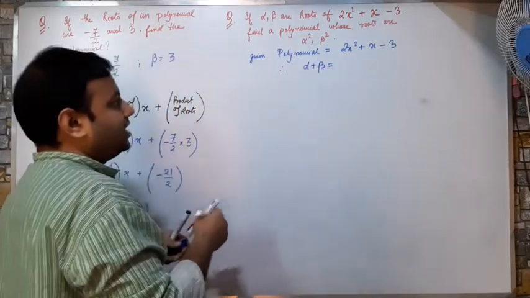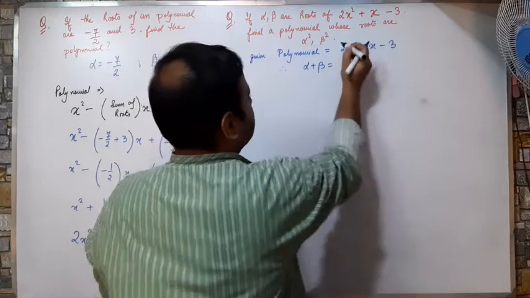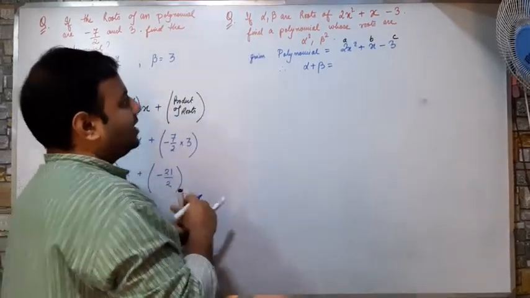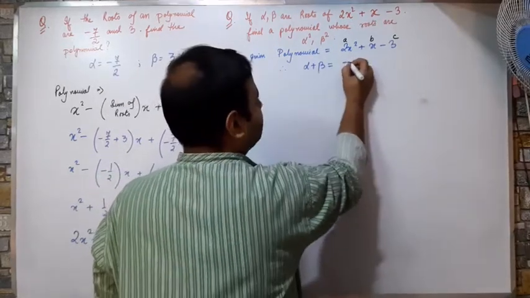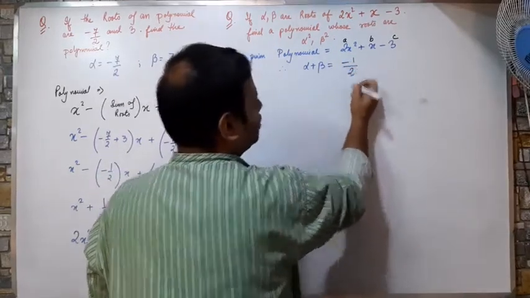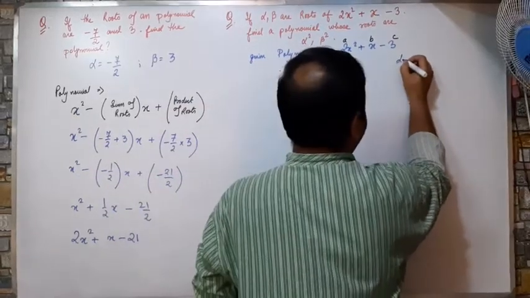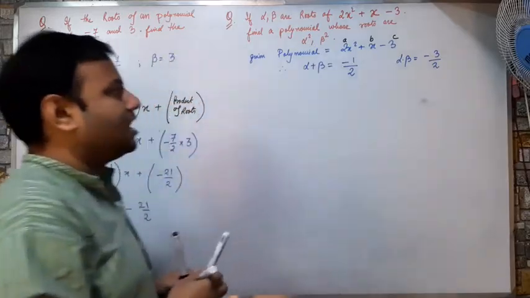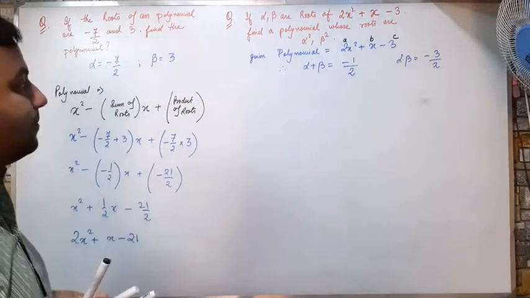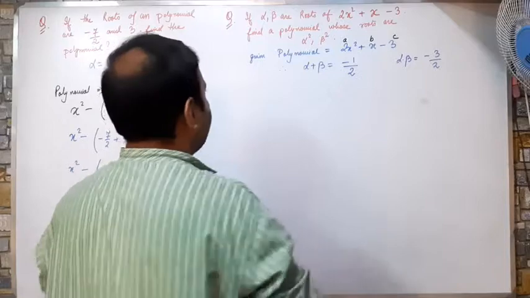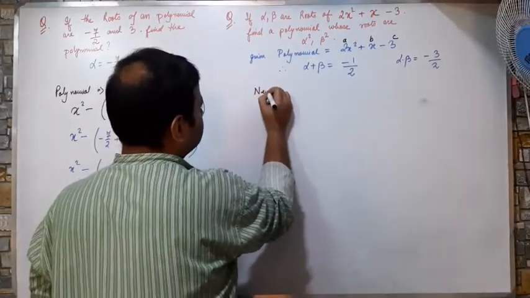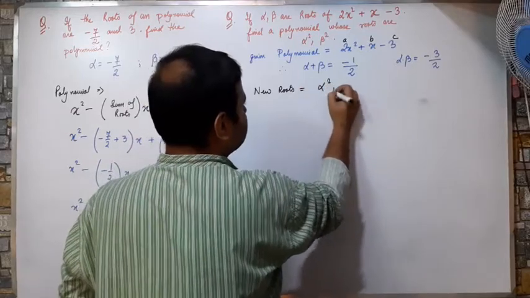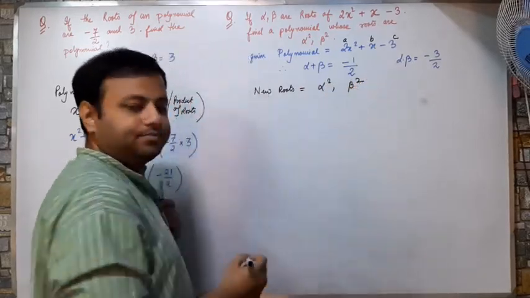What will I get for alpha plus beta? According to this equation, this is my A, this is my B, and this is my C. So I will get alpha plus beta equals minus B by A, that is equal to minus 1 by 2. And alpha into beta I will get as minus 3 by 2. So this is my alpha plus beta and alpha into beta. Now I will write here new roots. What are the new roots? New roots are alpha square, beta square.